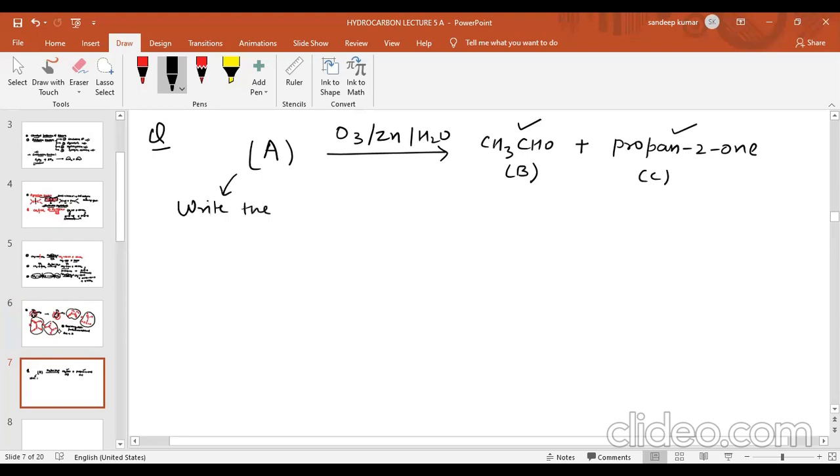Write the IUPAC name of compound A. See, so basically this is about the ozonolysis reaction. This is very easy. As we have seen, whenever there is a pi bond, the pi bond breaks and we add oxygen on both sides.